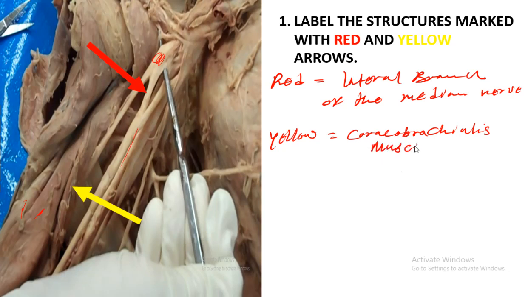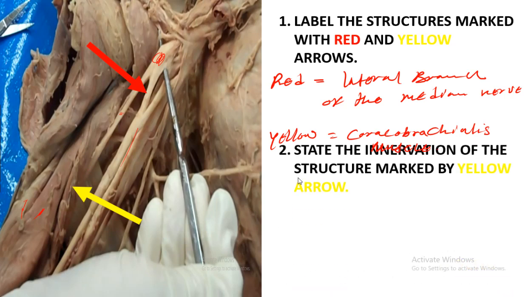The coracobrachialis muscle is the muscle which is normally pierced by the musculocutaneous nerve, and this musculocutaneous nerve will normally supply the biceps. It will normally supply the brachialis and also the coracobrachialis muscle. State the innervation of the structure marked by yellow arrow. The innervation they're simply talking about is the musculocutaneous nerve, which is the branch of the lateral cord of the brachial plexus.